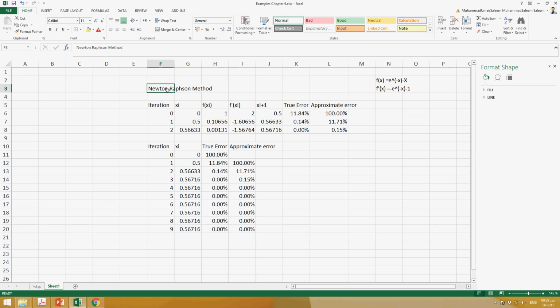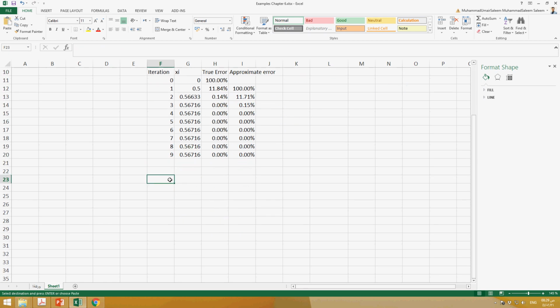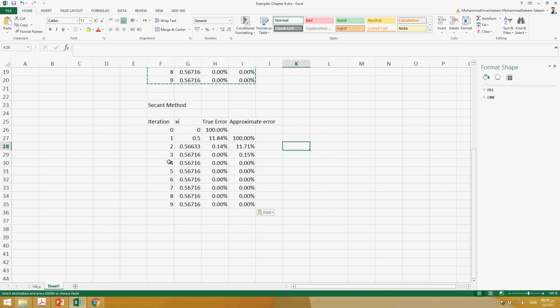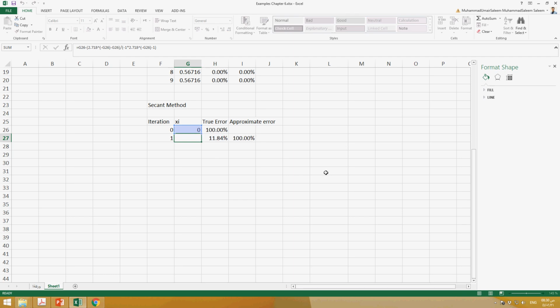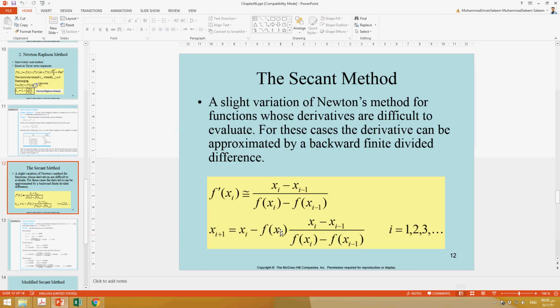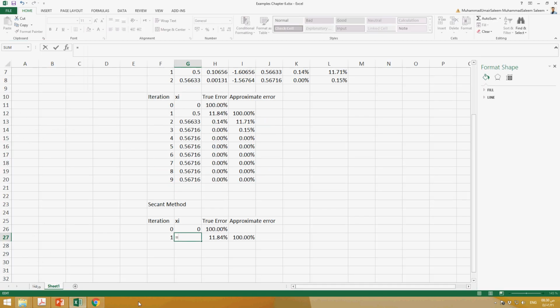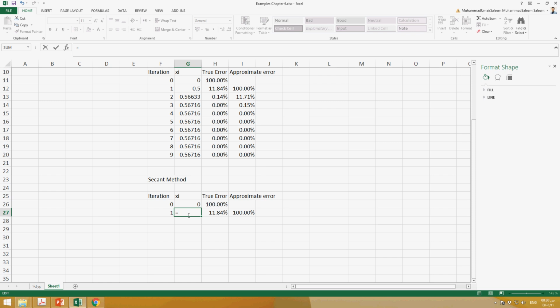Okay, so secant method. Again, you can split your solution, or you can use the same technique as we have used here. So let me delete all these things from here. Okay, and how can we find the xi plus 1? Here we should keep this equation in front of us. This is f of x multiplied by xi minus 1 divided by this. So we can either use this technique, or we can use this technique, whatever you feel.